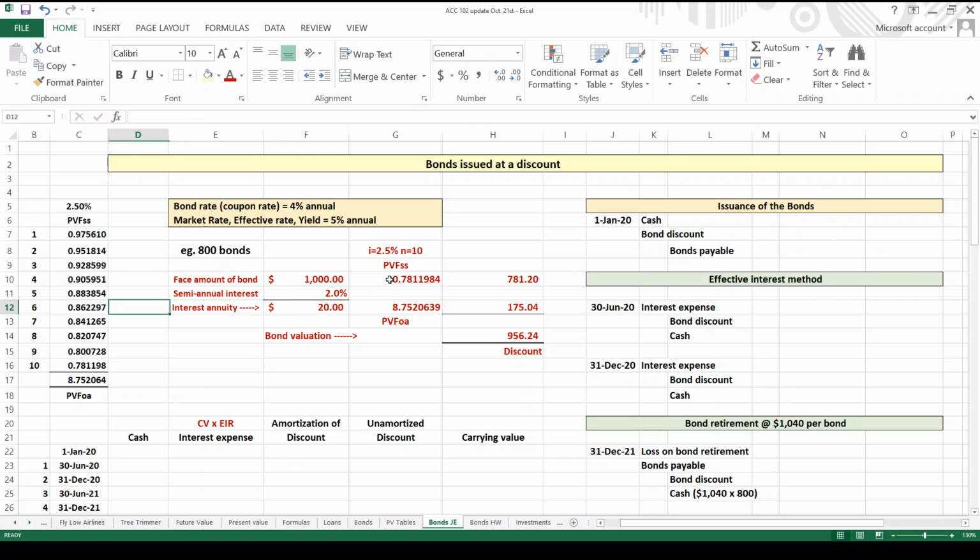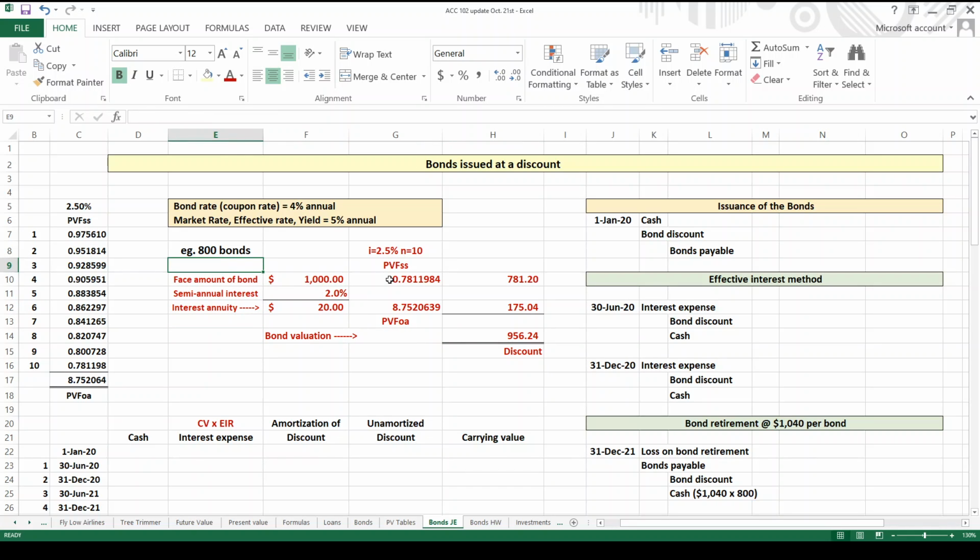And what are they worth? Well, at 2.5%, you would use the annuity factor, present value factor for an ordinary annuity, which is the sum of the single sum factors. We multiplied across and we came up with this number, 956.24. That's for one bond. Okay, so now we're going to play make-believe.